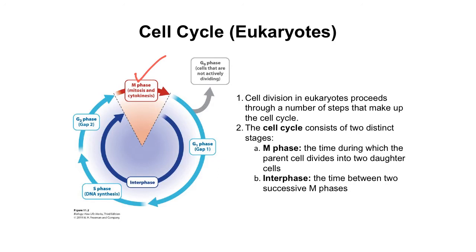Just to say a brief word about M phase: it is the time during which the parent cell divides into two daughter cells. This stage varies in length, but it is relatively short within the context of the entire cell cycle. It can take from a few minutes to an hour to take place.